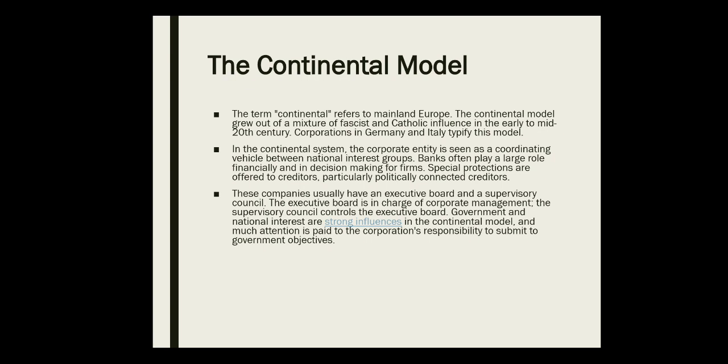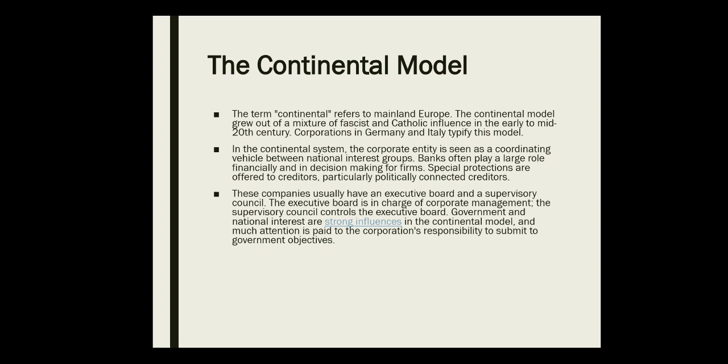Government and national interests are strong influences in the continental model, and much attention is paid to corporations' responsibility to submit to government objectives. So in countries that use the continental model or European model, the corporate governance of their companies is different. They are unlike the one that I have explained in the previous slide.